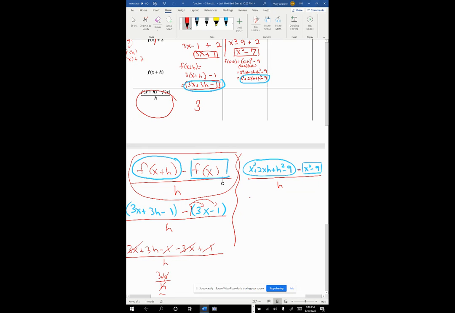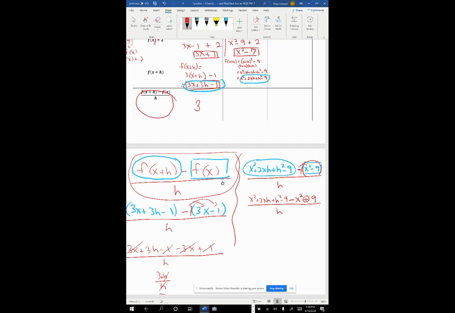All right, so that's x squared plus 2xh plus h squared minus 9. And then that negative is in front of that. And so that's like a -1 that needs to be distributed. So you should be thinking minus x squared plus 9. A lot of people miss that plus 9.